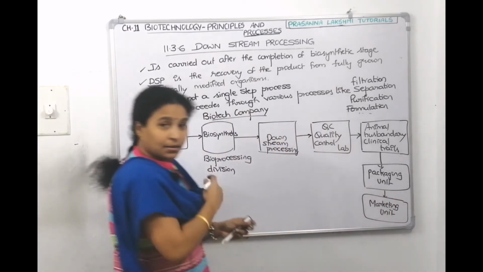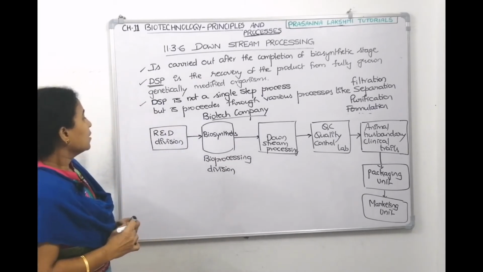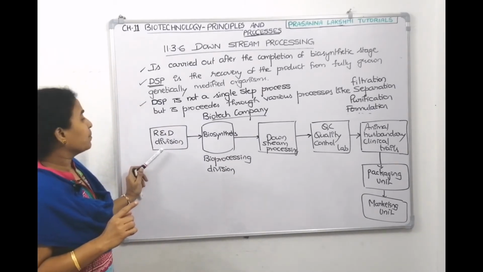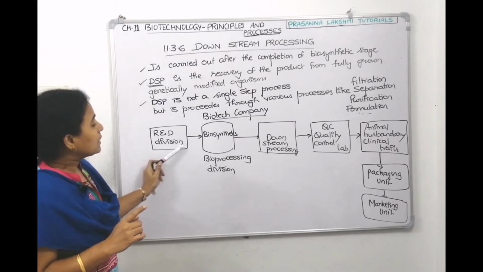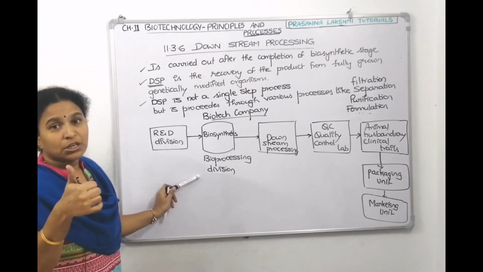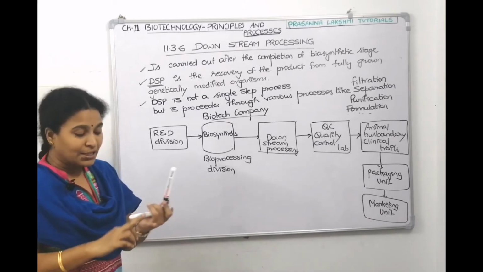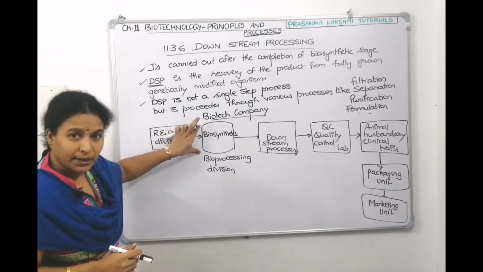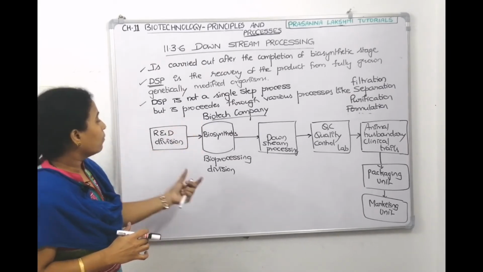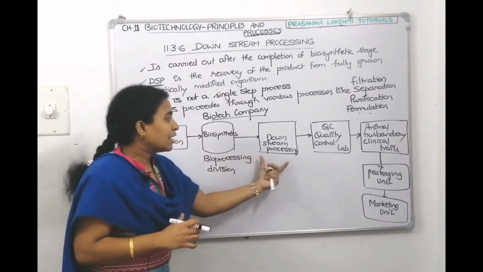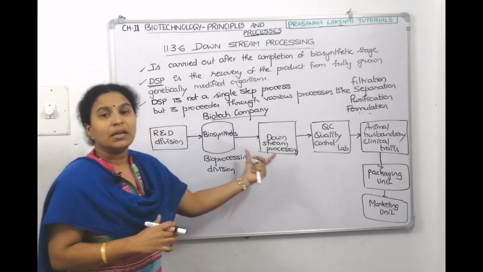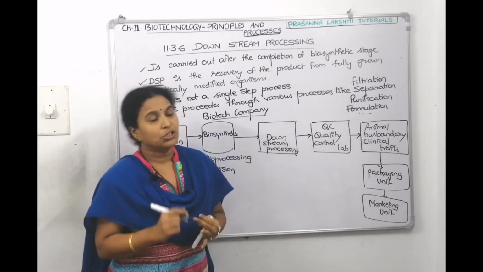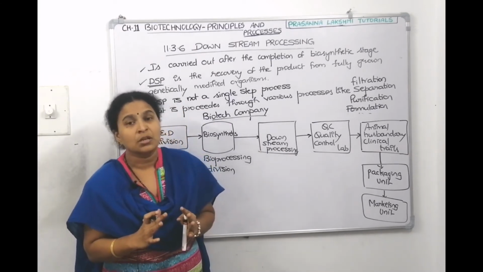So these are the vital stages. First, the Research and Development Division will genetically manipulate the organism. After manipulating the organism, they'll send it to the Bioprocessing Division. We know stirrer tank bioreactor, Sparger bioreactor, batch cultivation, continuous culture. So you'll decide and you'll do it. After doing it, whatever they have collected, they'll give to the downstream processing unit. In the downstream processing unit, they will do all these steps: filtration, separation, purification, formulation.